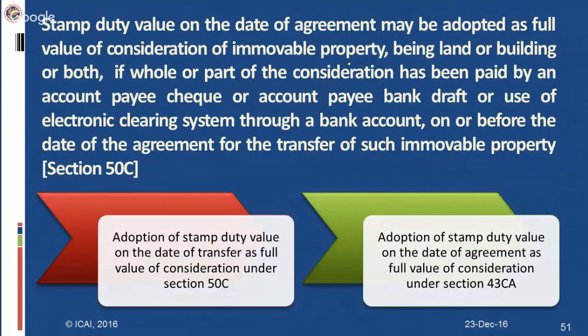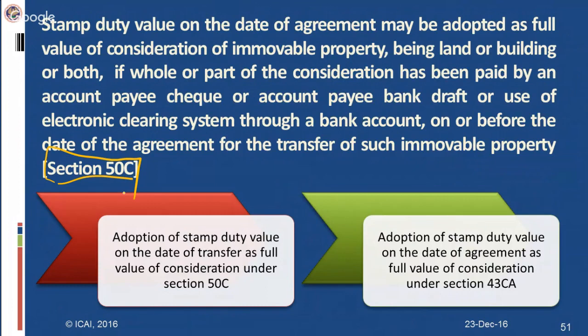Now, Section 50C. 50C is a section which provides that the stamp duty value of an immovable property basically relates to computation of capital gains in case of land and building. In such a case, if the stamp duty value happens to be much more than the actual consideration, the stamp duty value will be taken to be the full value of consideration for computing capital gains, and not the actual consideration which is being paid.